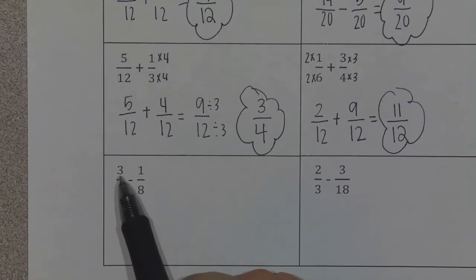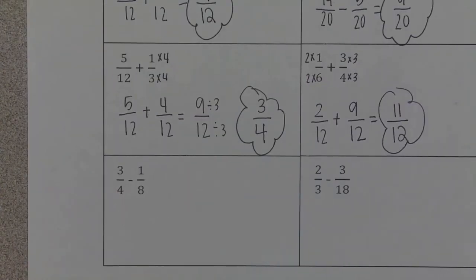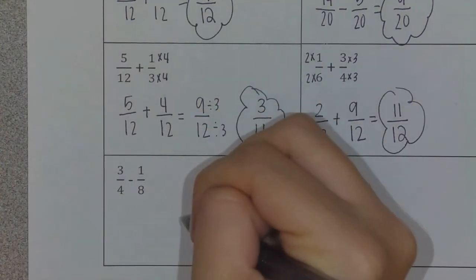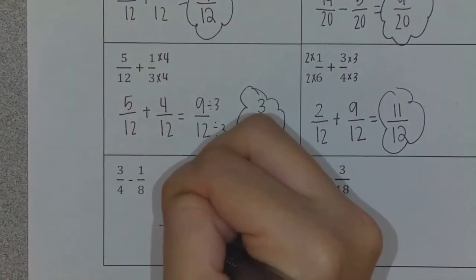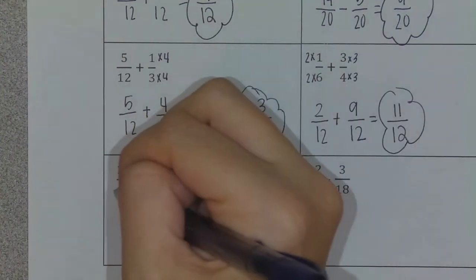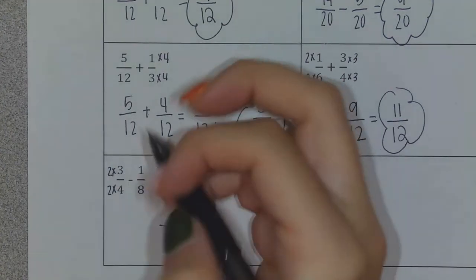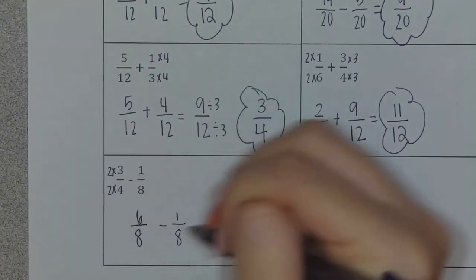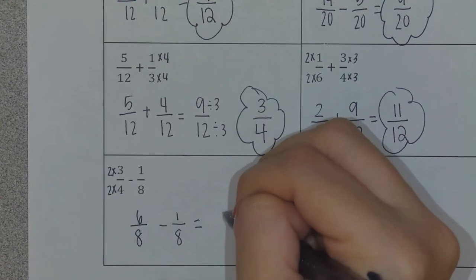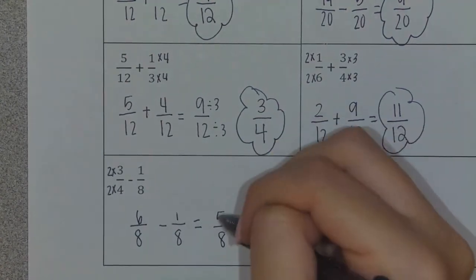Moving on for our next one, I have 3/4 minus 1/8. This one, they have a common denominator of 8. So my 1/8 stays the same. And then I have 3/4. So my scale factor here would be times 2. So 3 times 2 gives me 6. 4 times 2 gives me 8. 6 minus 1 is 5/8.